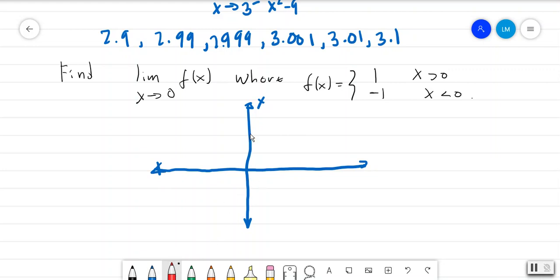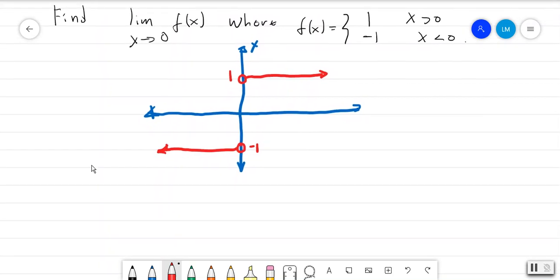For x greater than 0, it's going to be 1. For x less than 0, it's similarly −1. So this is −1 and this is 1. Now, this is one of those cases where we're looking at how to find the limit using the graph. Earlier we used the graph, but just followed along and said what it was.